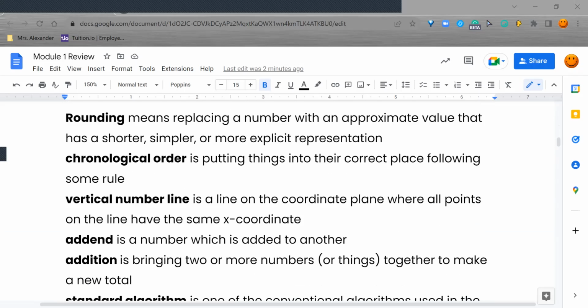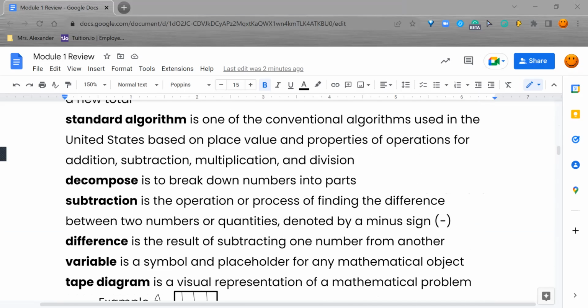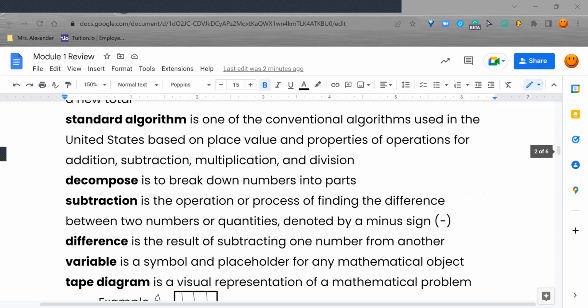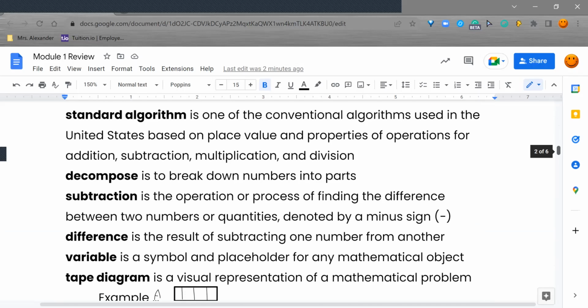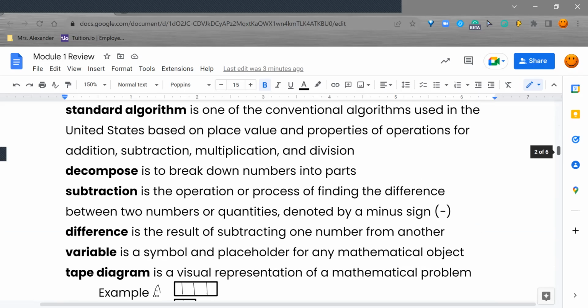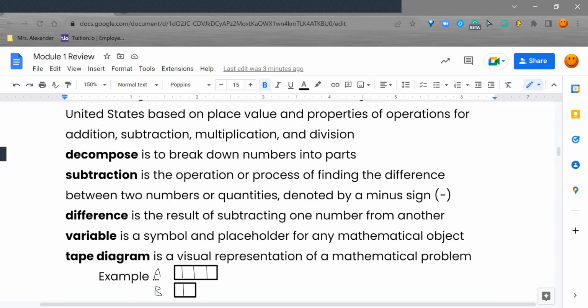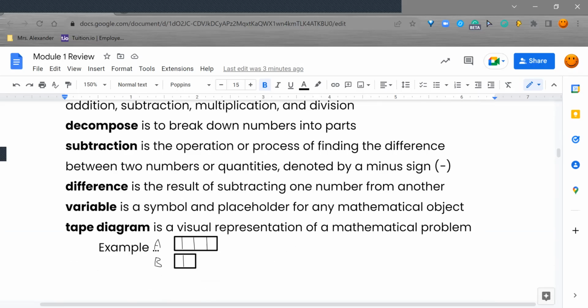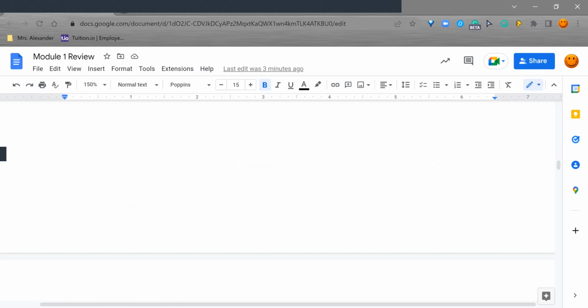We have rounding to addition. And then standard algorithm. See if I can move it down just a tiny bit. Standard algorithm to tape diagram. And then I'll move it down so you can see a tape diagram. So we're going to keep moving down.